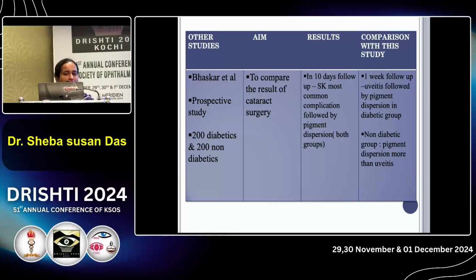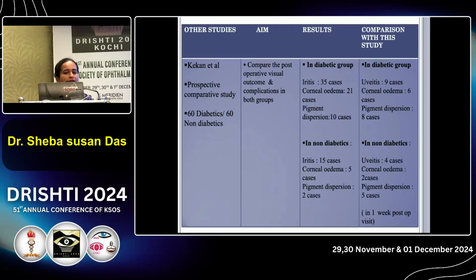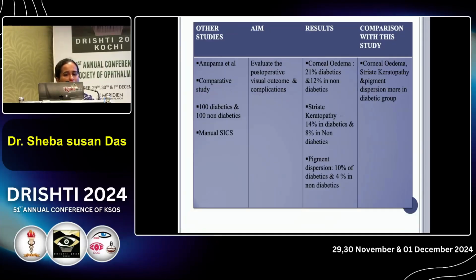In their study, at 10 days follow-up, striate keratopathy was the most common complication, followed by pigment dispersion, whereas in our study, in the diabetic group, uveitis followed by pigment dispersion was noted, and in the non-diabetic group, pigment dispersion was more than uveitis. A similar study was done by Kaken et al., a prospective comparative study which included 60 diabetic and 60 non-diabetic patients, and complications noted include iritis, corneal edema and pigment dispersion. A similar pattern was noted in our study also.